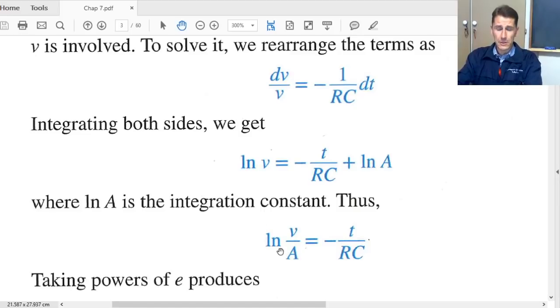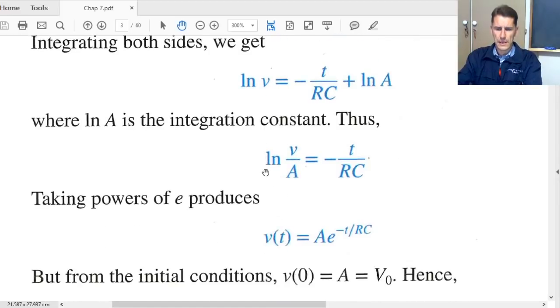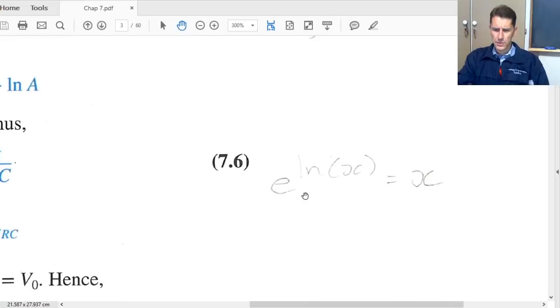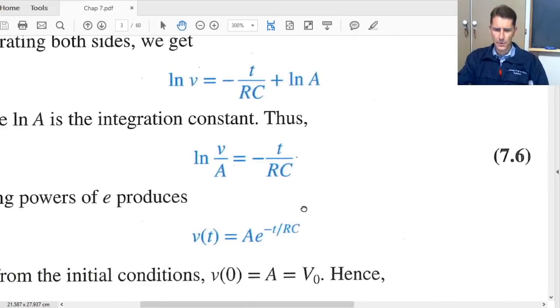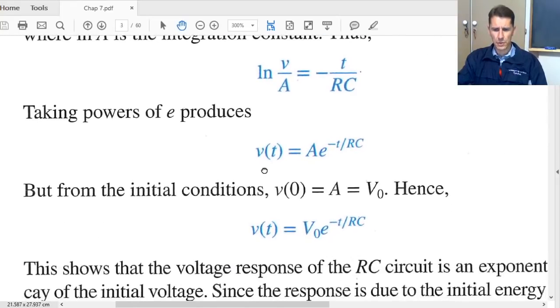And how do you get rid of a ln? You take the exponent, the power to the e. So then we've got v of t equals a e to the minus t over RC. How come? Because e to the ln of x is just x. So e to the ln of v over a is just v over a, and then the a is taken over, but you need to take the exponent of that minus t over RC as well, and then the a appears. All right, so that's a little math you can work through.